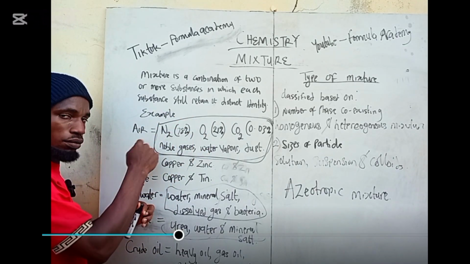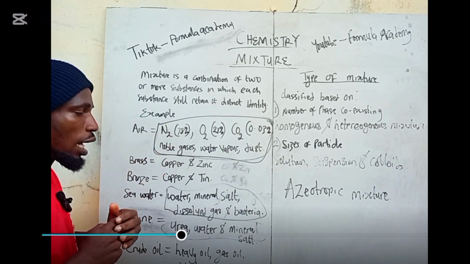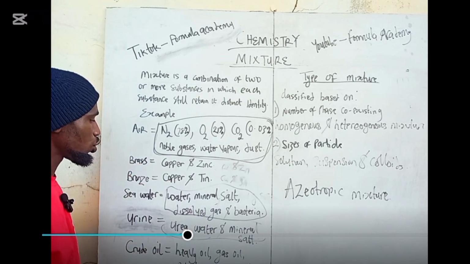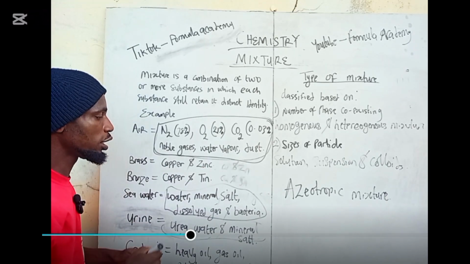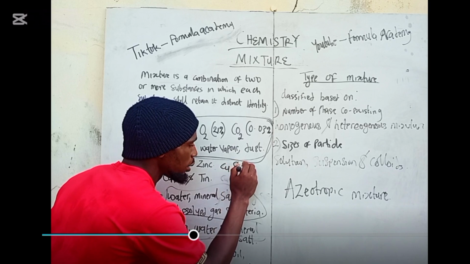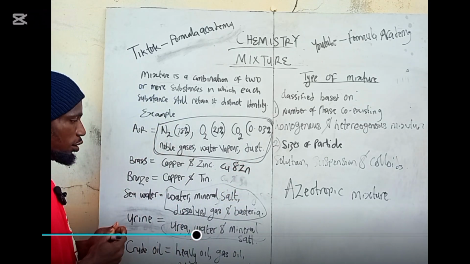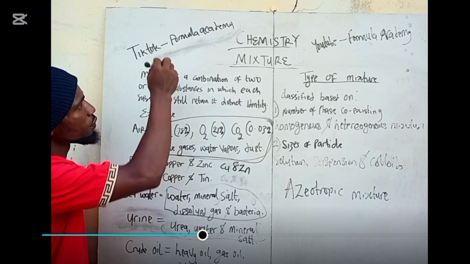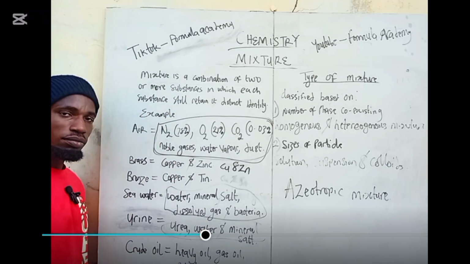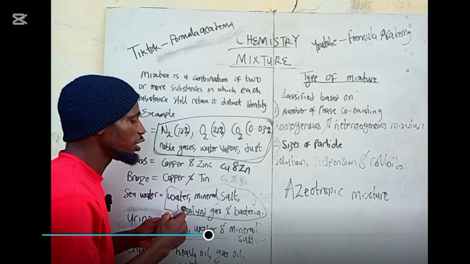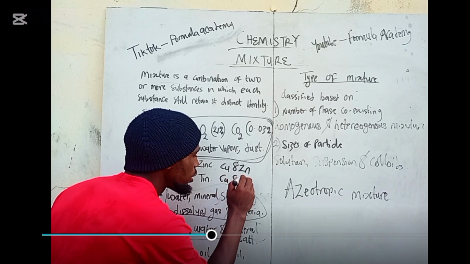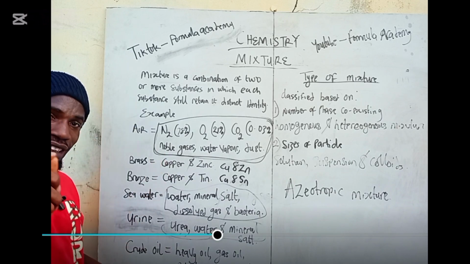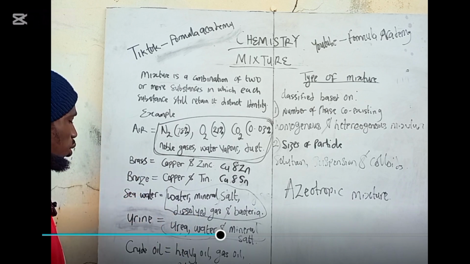So now we move on to the next example of mixture, which is brass. Brass constitutes of copper and zinc, which is Cu and Zn. Then the next example of mixtures is bronze, and it consists of copper and tin, which is Cu and Sn.